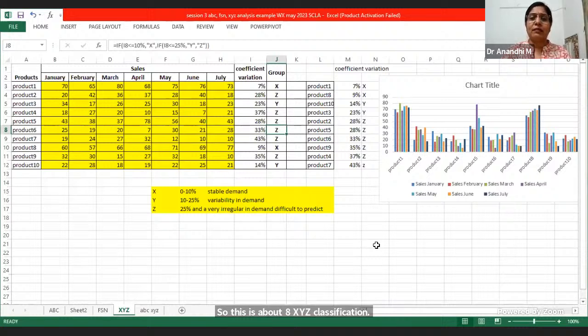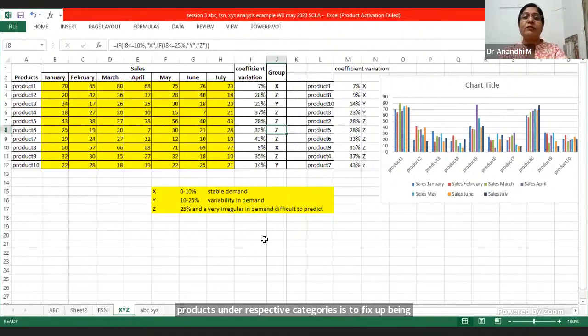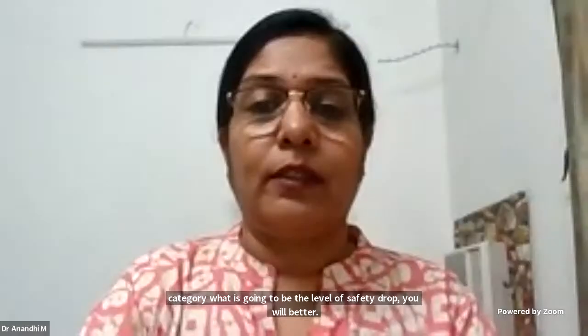Isn't it easy? This is also fine. Ultimately, categorizing or classifying these products under respective inventory categories is to fix the inventory level. We have just seen only the classification. How we are going to fix the output on the safety stock, the safety stock calculation, we'll do in the later slides. Only then, for X category items, how much safety stock should be fixed, for Y category, for Z category, what is going to be the level of safety stock, you will better understand. Is that clear? All the classifications of inventory?